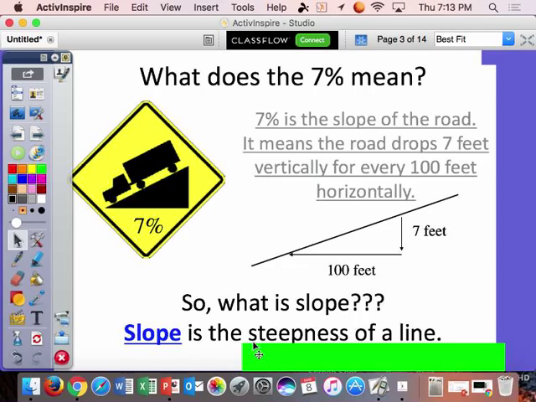Also, slope is the steepness of a line. So you have a bunch to write down for this slide. Why don't you pause it, write it down, and then come back to me.